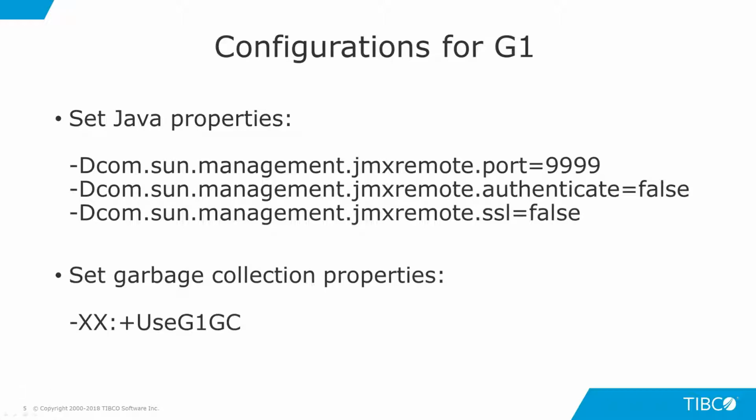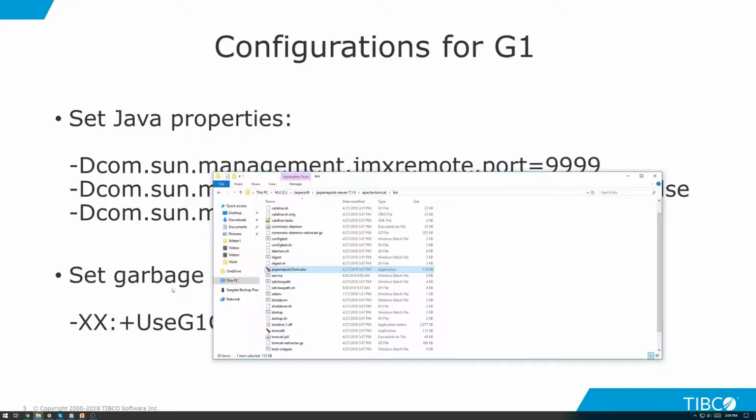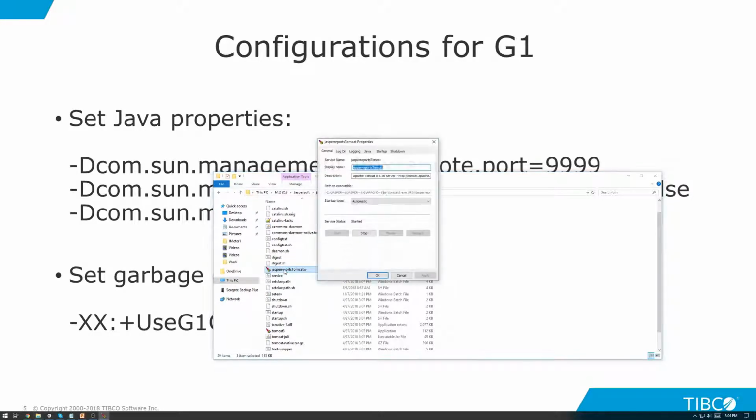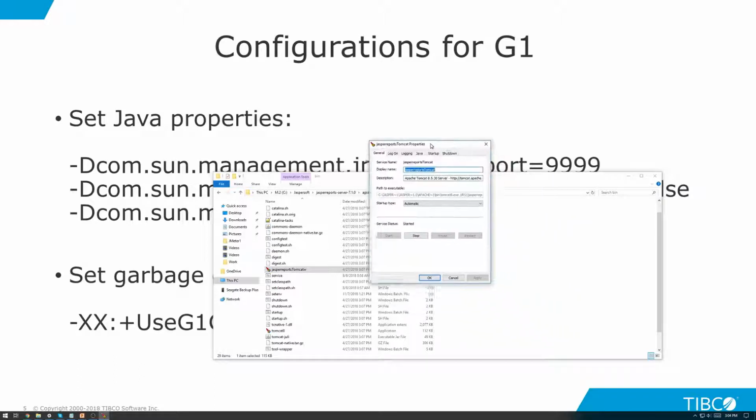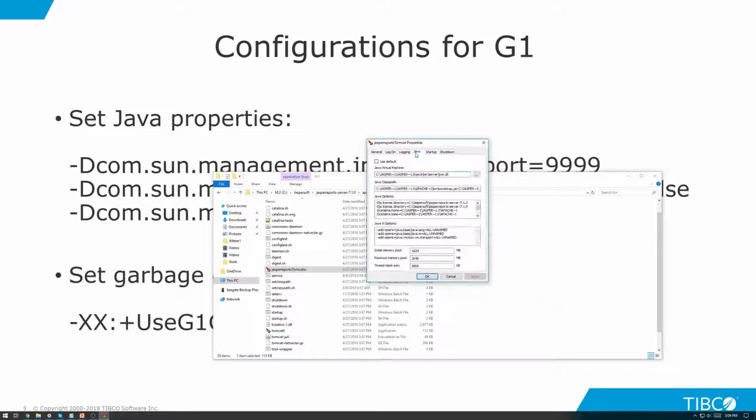So the first thing we're going to do is look at our Tomcat properties and make those changes. Mine's located here, specifically my PC, JasperSoft, JasperReports Server 7.1, Apache Tomcat, then bin. This is called JasperReports Tomcat W. From there, you'll go to the Java tab. In the Java tab, under Java properties, you'll add these configurations.